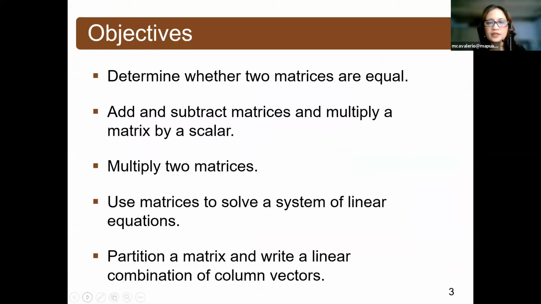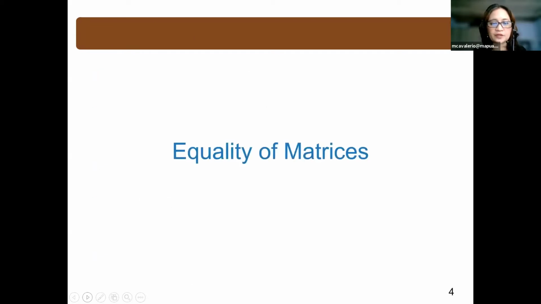Now, what are the objectives? You should be able to determine whether two matrices are equal, and you should be able to add and subtract matrices and multiply a matrix by a scalar. Also, you should be able to multiply two matrices and use matrices to solve a system of linear equations. You should also be able to partition a matrix and write a linear combination of column vectors.